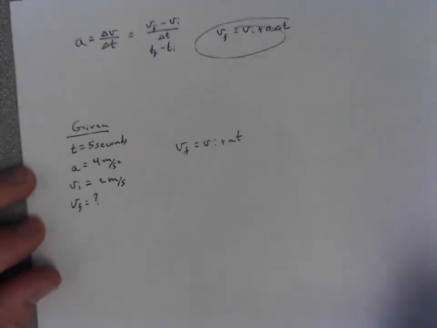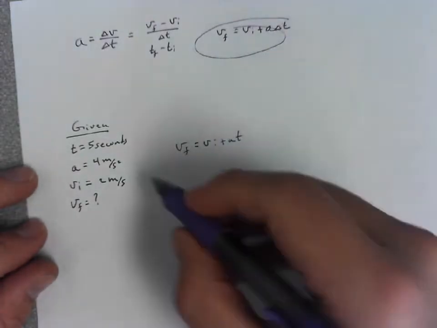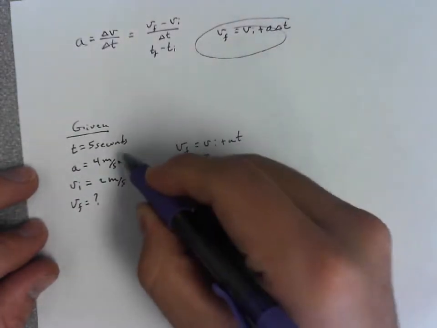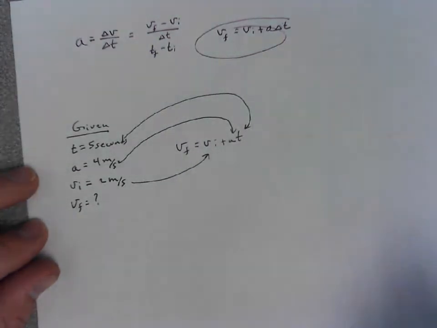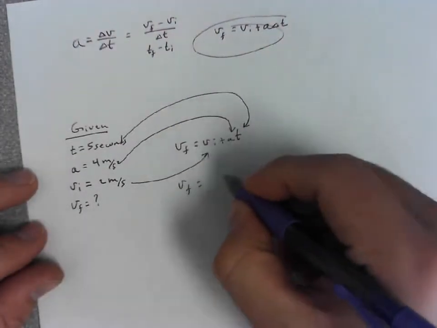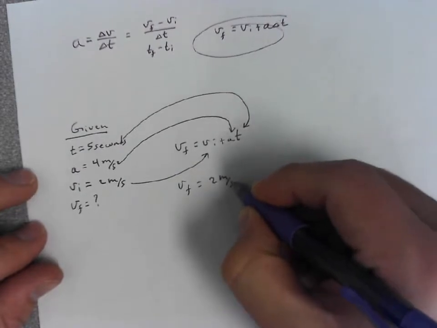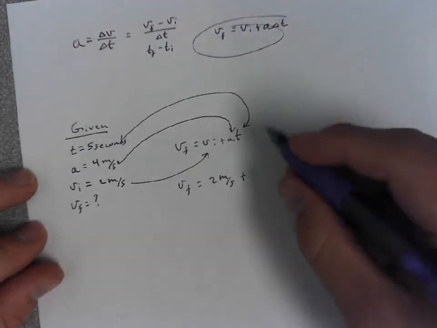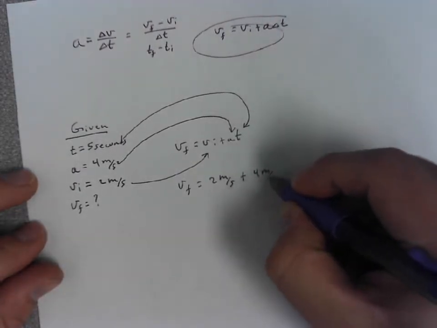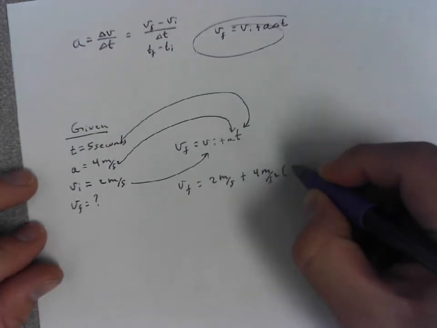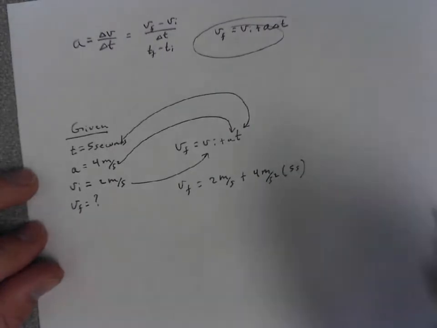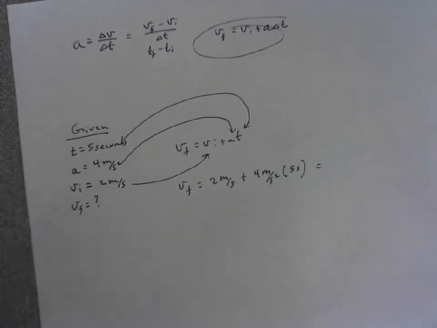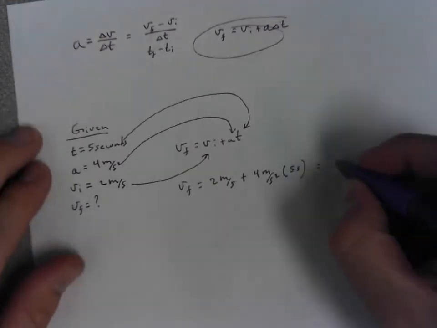For that equation, we're just going to start plugging values in. We've got v initial right here, acceleration right here, and then our time goes in the back. So v final is equal to 2 meters per second plus 4 meters per second squared times 5 seconds. Doing the math, 4 times 5 is 20, plus 2 is 22.